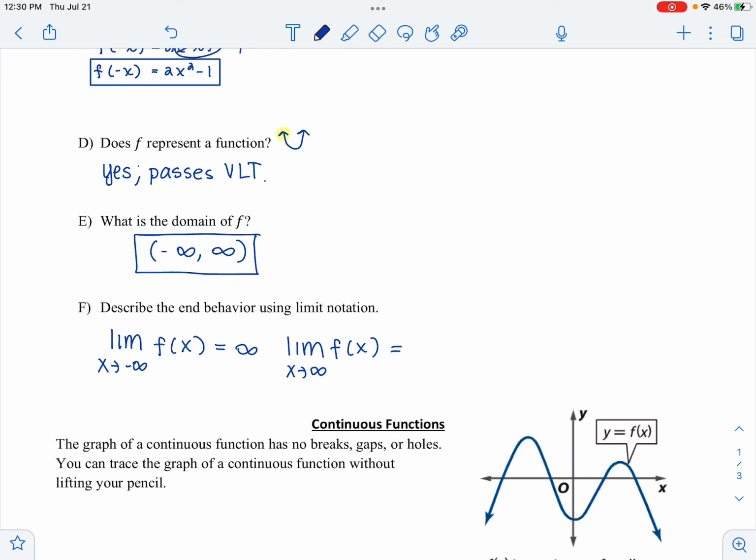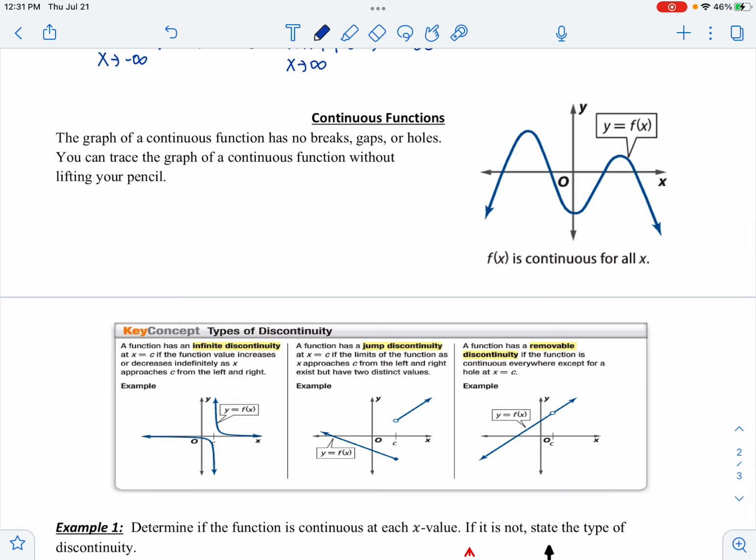So if we look with our eyes to the right, or as our x values get bigger, so are our y values. So this is also infinity. Okay, on to the new material. What we're talking about today, as I said before, is continuous functions. So what is a continuous function?